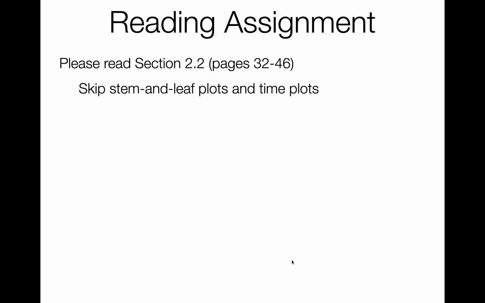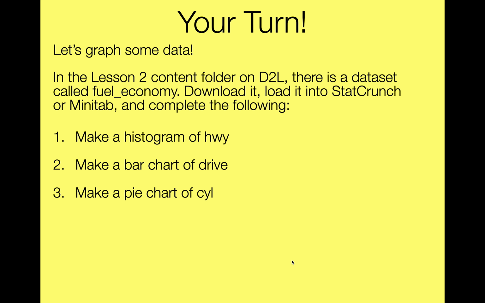Okay, so here's your first reading assignment. I want you to read section 2.2. It goes over in more detail what we just did, okay? So pages 32 to 46. You can access the book through MyLabs Plus, okay? And so when you do, I want you to skip the stem and leaf plot section and the time plot section, okay? There are a number of things that we didn't go over here that the book does go over, okay?